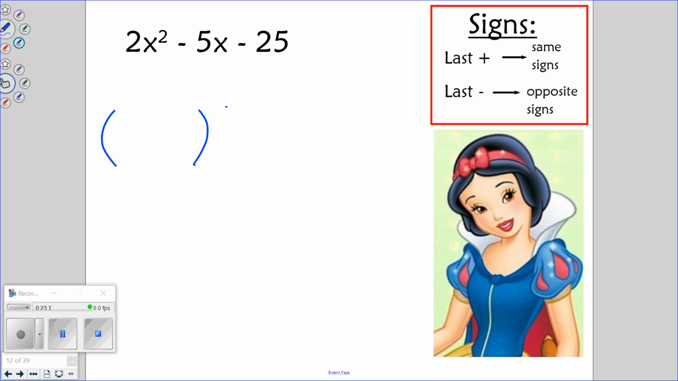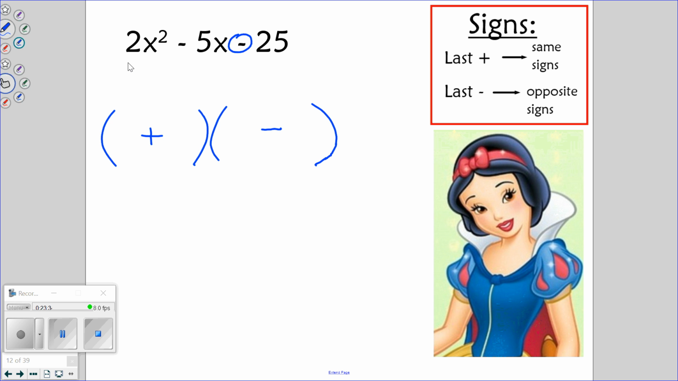All right, so set up your parentheses. My last one is negative, so my signs are opposites, meaning I have 1 plus and 1 minus. You will notice by default, I always go plus minus. Why? I don't know. I've just always been that way.